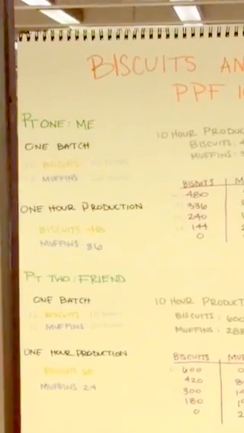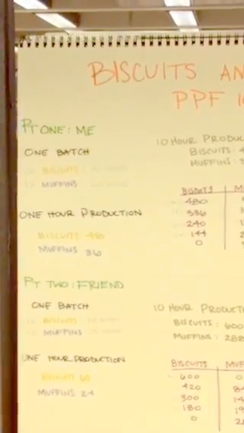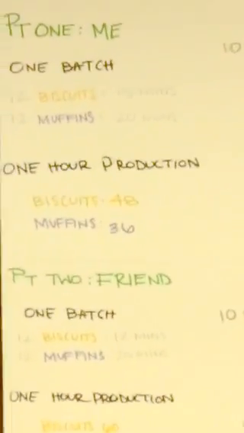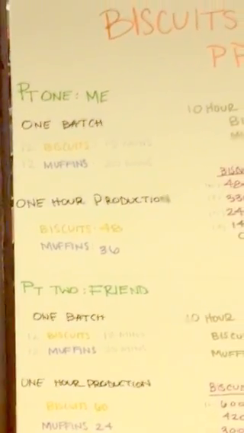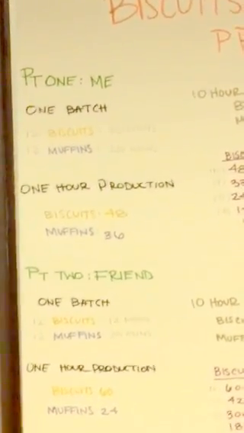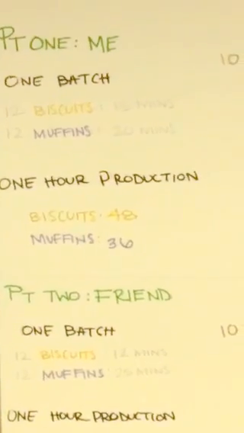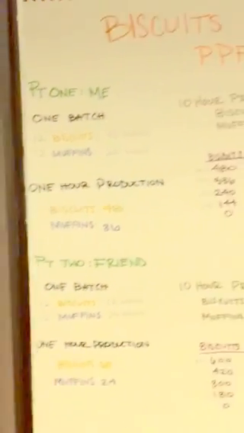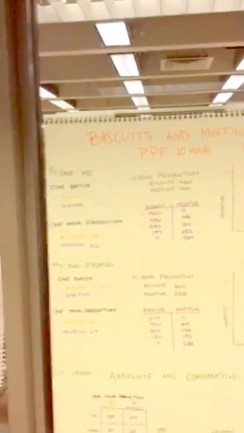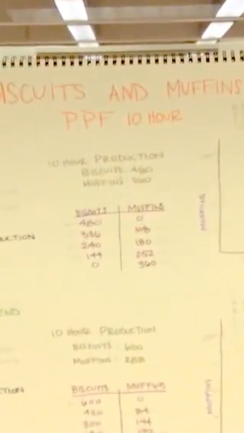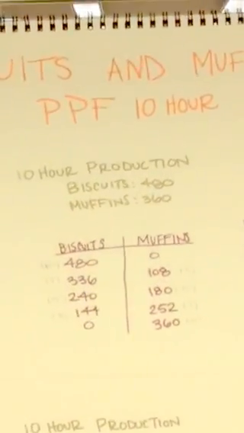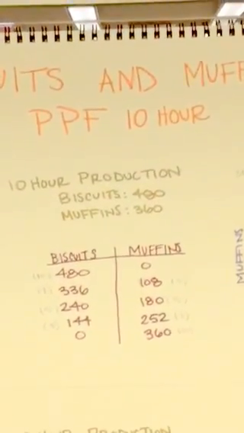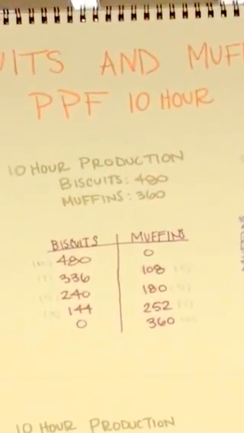You can see that a dozen biscuits are made in 15 minutes and a dozen muffins is made in 20 minutes. With those numbers, we can go ahead and do our 1 hour production, making 48 biscuits in 1 hour and 36 muffins in 1 hour. We can go ahead and calculate for our 10-hour production. We'll see that I can make 480 biscuits and 360 muffins.